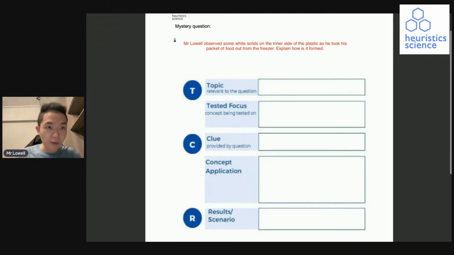Topic here, I give you, and I give you all some time to think. Topic here, water cycle. Focus here, I don't want to say. How about we do this step by step? I don't want you to just send me one whole chunk of answers. Tell me, what is the tested focus here? There are two.